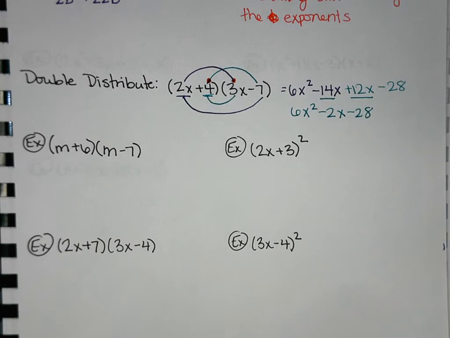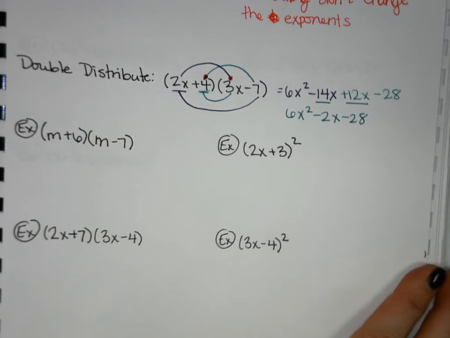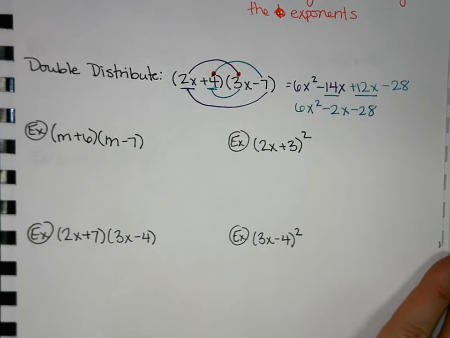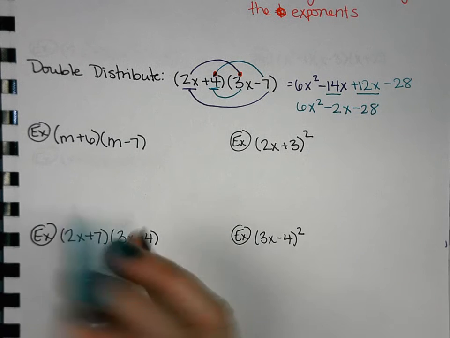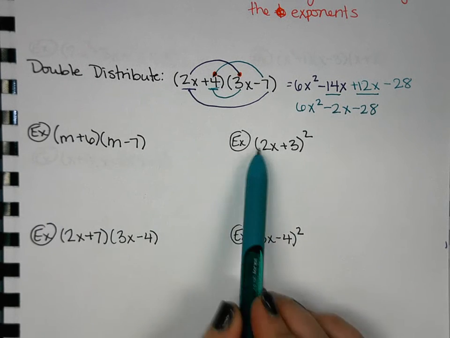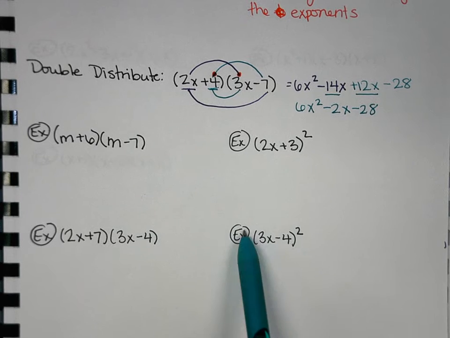Okay, so this is what the second half of your assignment is going to be, this double distribute, or foiling if you like to call it that. I know if you go and find videos on this, most of them will use foiling as an acronym. Totally up to you though. So we're going to go through and do 4 examples where we're going to have to double distribute.